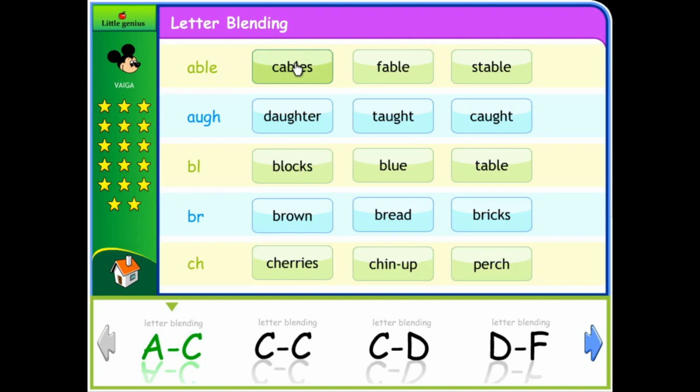Cables. Fable, stable, blocks, blue, table.